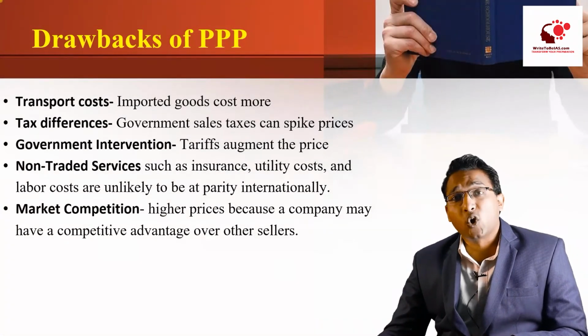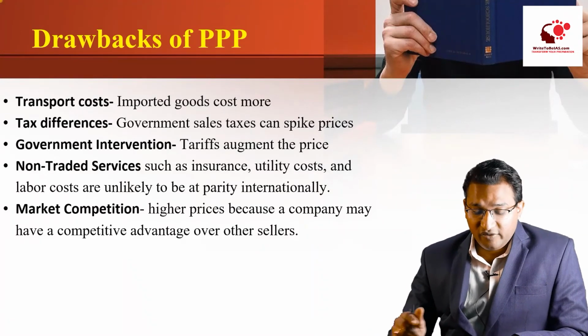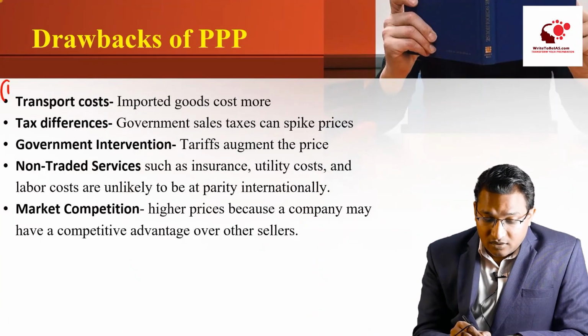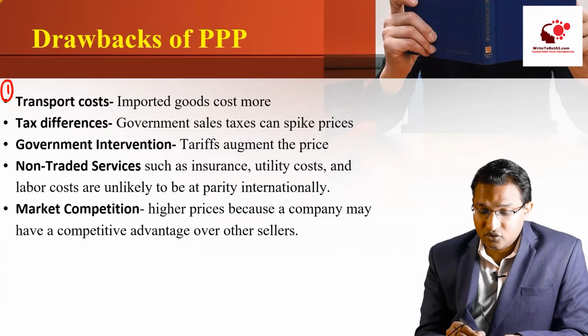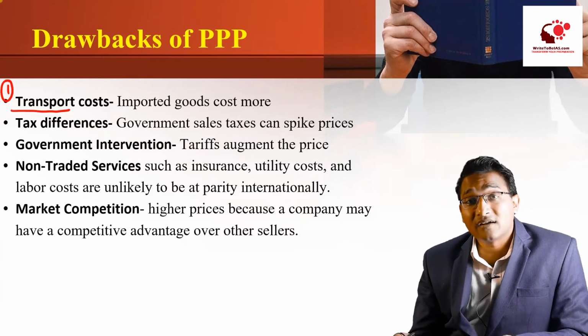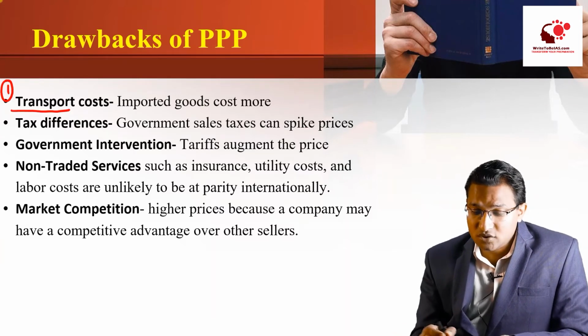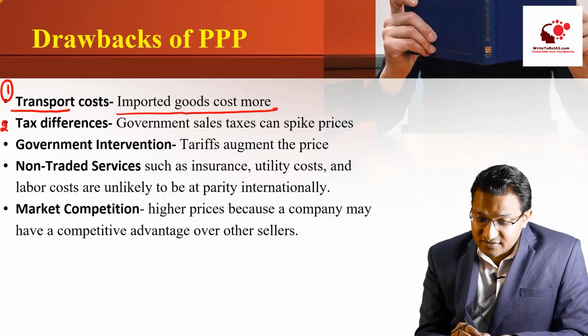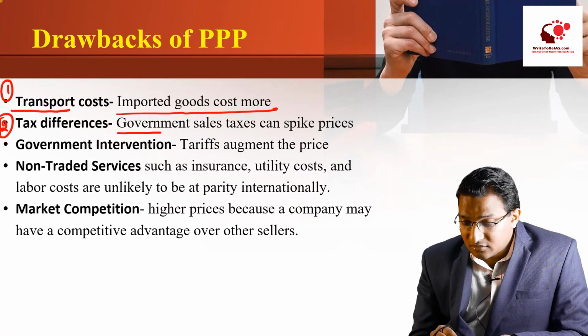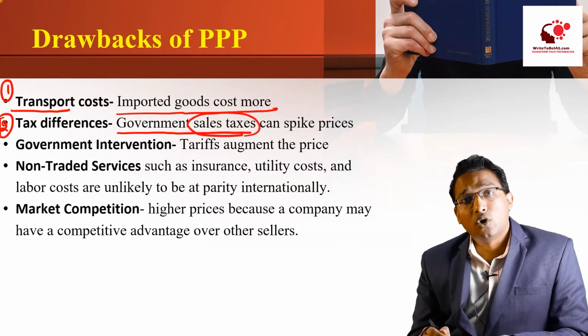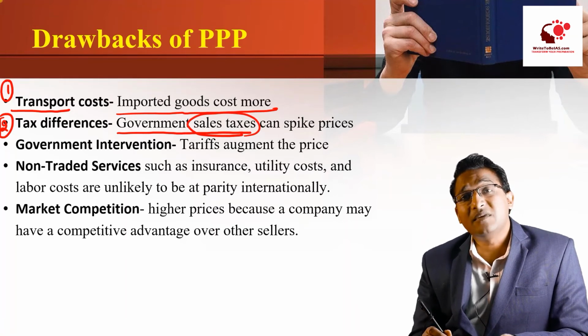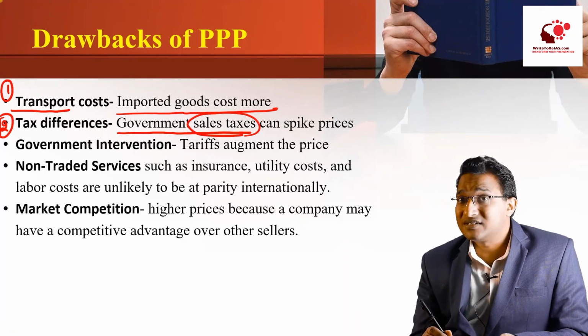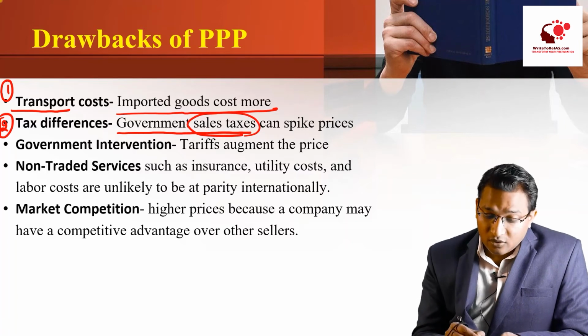Now, what are the drawbacks of PPP? First, transport costs. Transport costs can impact the buying capacity because imported goods cost more. Secondly, tax differences. The government can have different tax rates. For example, in India and the USA the tax rate can be different, so that can impact the purchasing power of the currency. Government intervention.